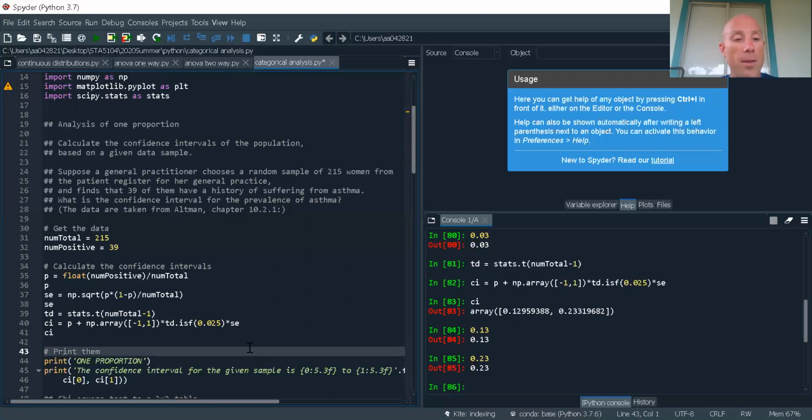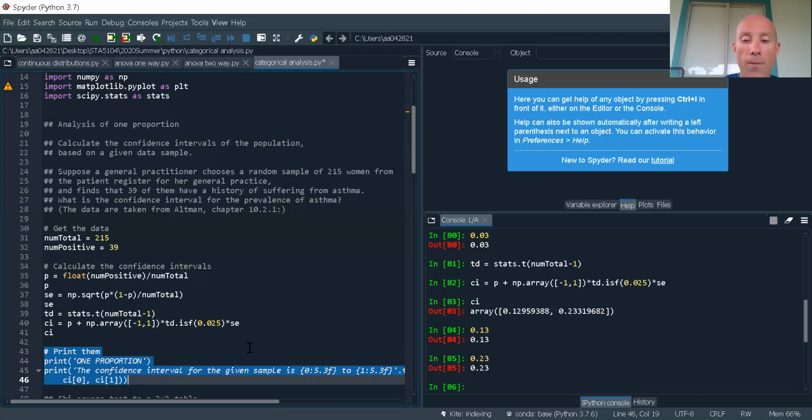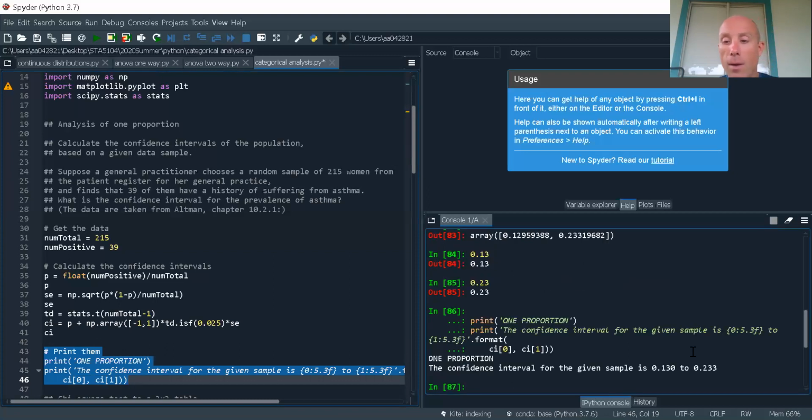All right, so now let's go ahead and take a look. What do we have for the actual confidence interval? All right, so from 0.13 to 0.233, we are 95% confident that the true proportion is between those two values. Something that's kind of weird about statistics is that we always have to say, I'm 95% confident that the true value is between these two values.